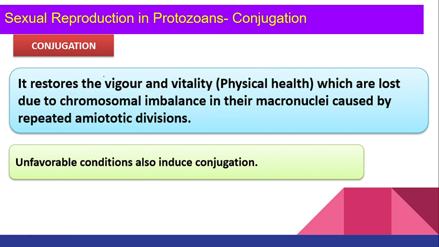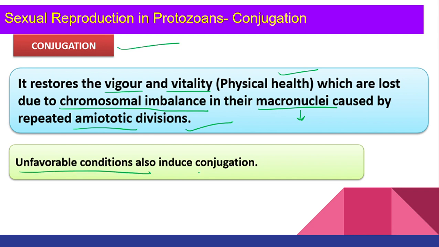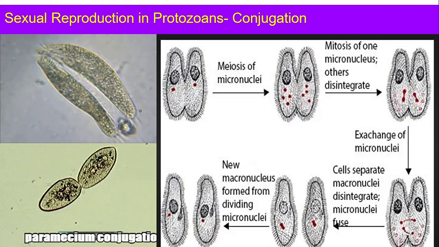Let's read the whole sentence again. It restores the vigor and vitality, that is your physical health, which are lost due to chromosomal imbalance in their macronuclei caused by the repeated amitotic division. So the chromosomal imbalance that happened due to the amitotic division of macronuclei, to balance it somewhat, we go with the conjugation process. Unfavorable conditions induce conjugation. So what else did we study in unfavorable conditions? We studied about multiple fission, right? Multiple fission and conjugation occur during unfavorable conditions.